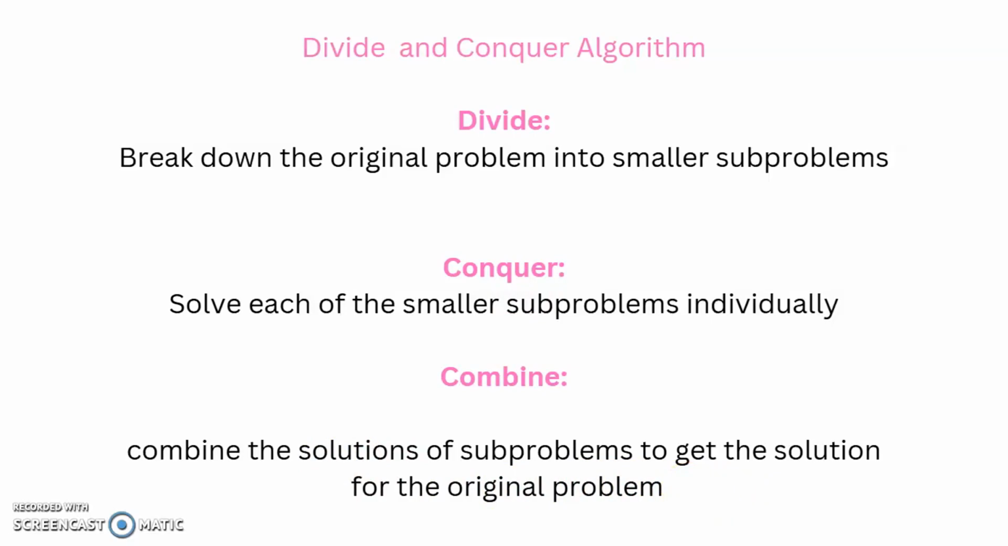Advantages of divide and conquer algorithm: we can reduce the complexity of the original problem because we are dividing the original problem into smaller sub-problems. And another bigger advantage is this algorithm is very much suitable for parallel processing and distributed systems, so that we can improve the efficiency in terms of speed and performance.